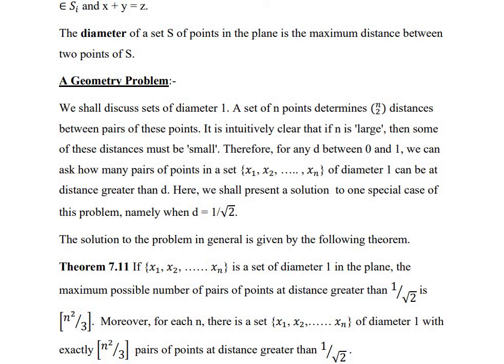If x1, x2, etc., xn is a set of diameter 1 in the plane, the maximum possible number of pairs of points at distance greater than 1/√2 is the greatest integer of n²/3. Moreover, for each n, there is a set x1, x2, etc., xn of diameter 1 with exactly ⌊n²/3⌋ pairs of points at distance greater than 1/√2.